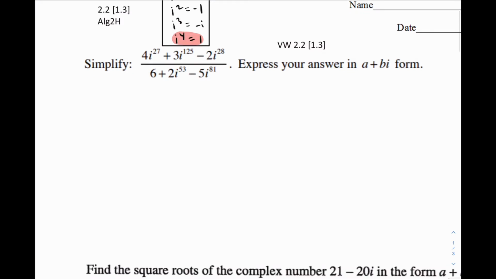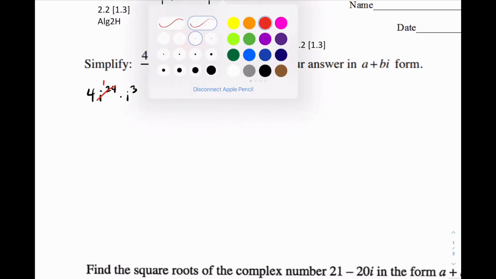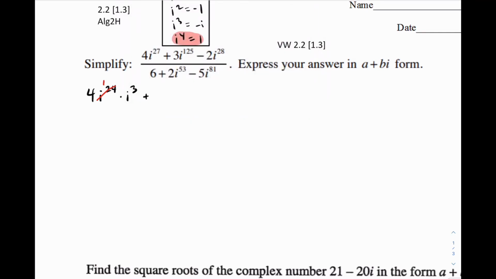So if I look at this first term, 4i^27, I'm going to rewrite that as 4i to the 24th, and then times i to the third. So notice how this makes 27 here. And I do that because this i to the 24 is a multiple of 4, I can just cross that out, and that becomes 1. So we're going to do that process for all of them. So plus 3, so think about 125. 124 would be the biggest multiple of 4 in there, and that has 1 i left over. And 28 is nice because that's already good, so we can leave that alone.